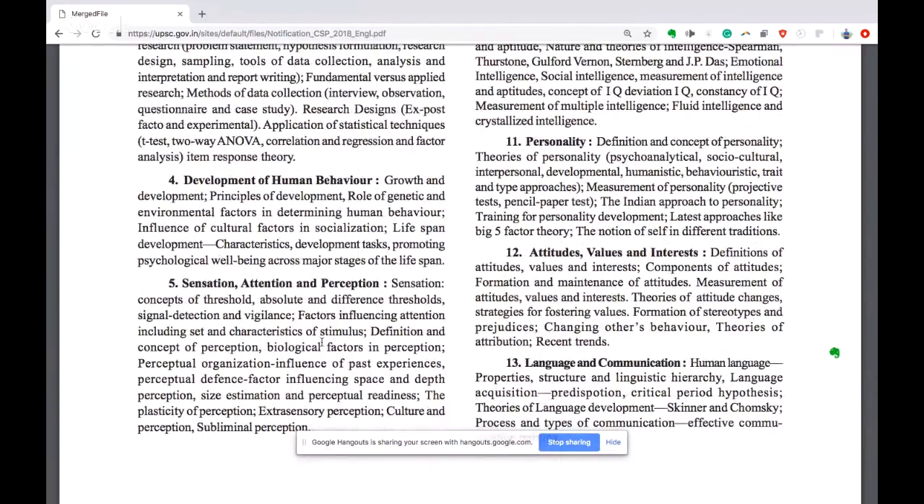So how does culture affect perception? How does your environment affect perception? How does your mood? For example, if you are very tensed or stressed, how does it affect your perception? It sometimes happens that if you see a rope you think that it is a snake. So those things we'll be discussing.